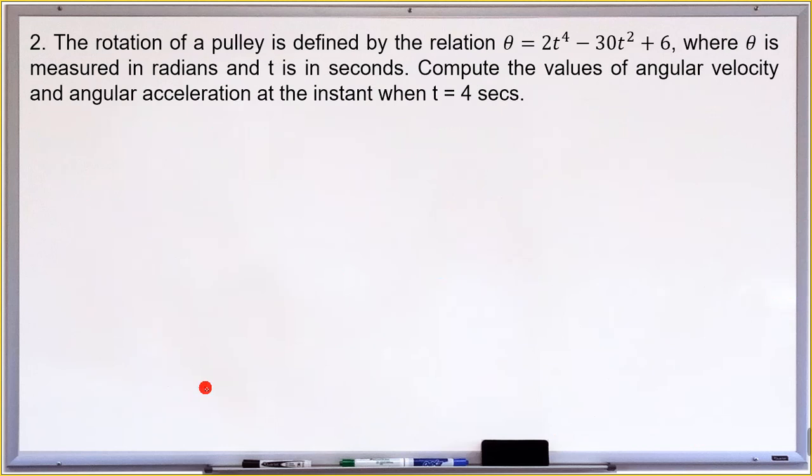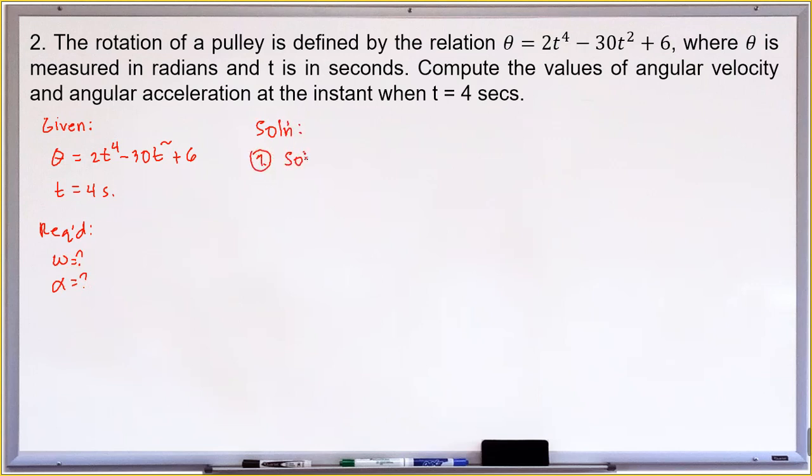So let's proceed to the last example. We have here the rotation of a pulley defined by the relation theta equals 2t to the fourth minus 30t squared plus 6, where theta is measured in radians and t is in seconds. Compute the values of angular velocity and angular acceleration at the instant when t equals 4 seconds. First, our given: an equation for the angular displacement in terms of time, 2t to the 4th minus 30t squared plus 6, and t equals 4 seconds. The requirement is to solve for the angular velocity and the angular acceleration. So, solution.